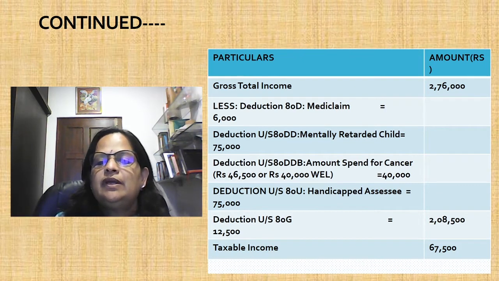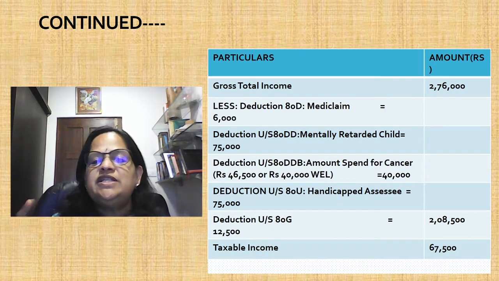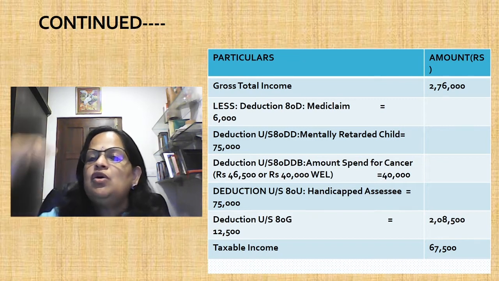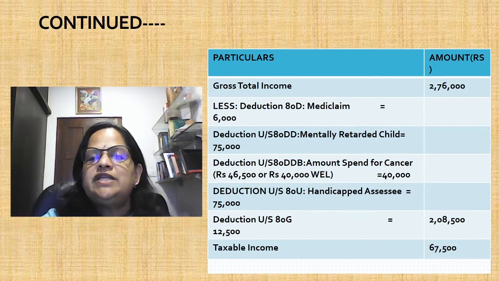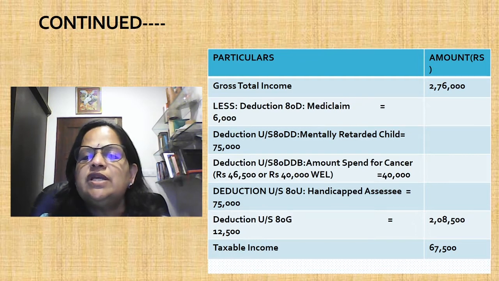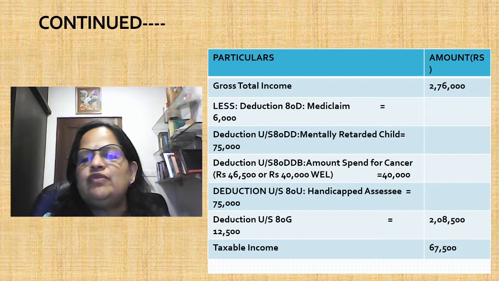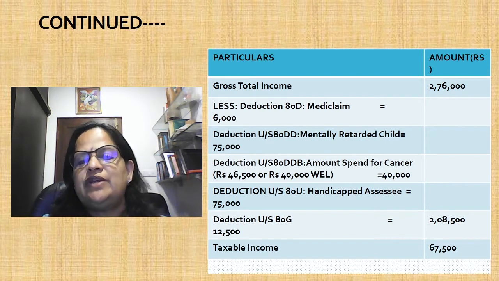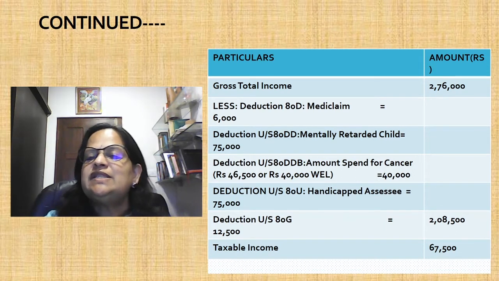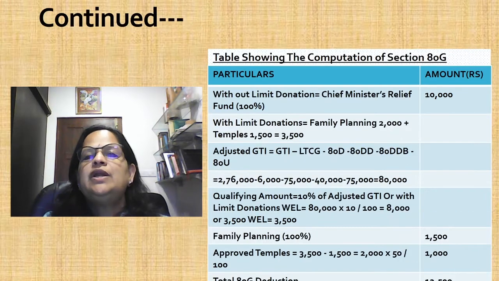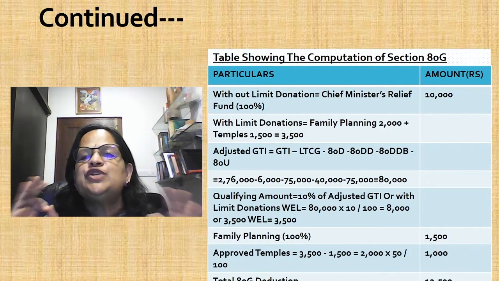Deduction under section 80G is 12,500. So all the deductions together, we are getting 6,000 plus 75,000 plus 40,000 plus 75,000 plus 12,500, you are getting 2,08,500. So taxable income is 67,500. Now the table showing the computation of 80G.